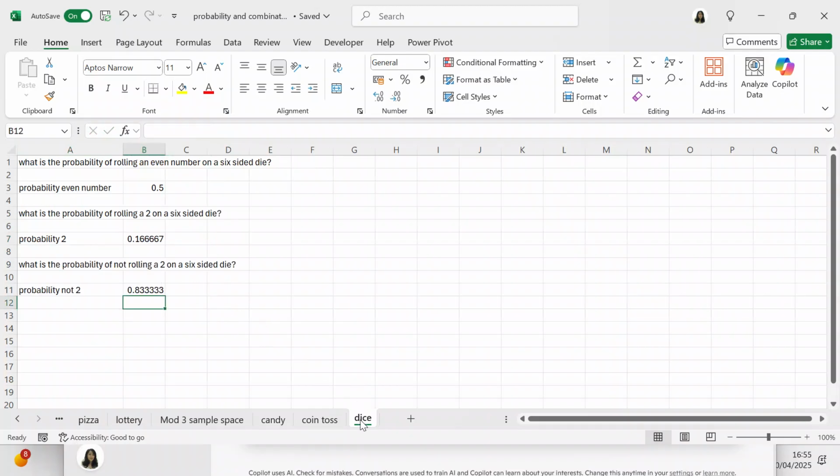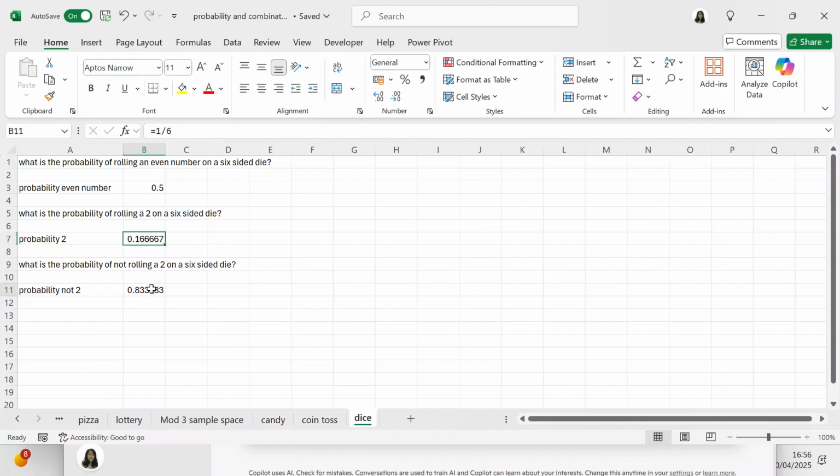And now we've got a question concerning dice. What is the probability of rolling an even number on a 6-sided die? So you've got 3 even numbers on a 6-sided die, so the probability is going to be 3 divided by 6 or 0.5. What is the probability of rolling a 2 on a 6-sided die? So the probability of 2 is going to be 1 divided by 6 or 16.67%.